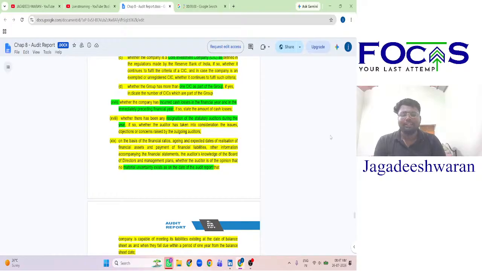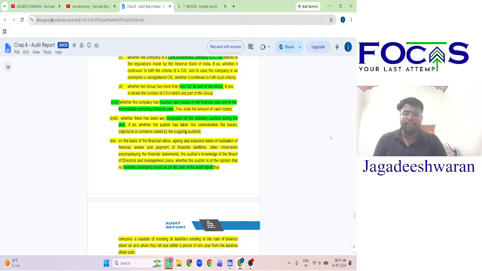17th clause என்னன்னா, whether the company has incurred cash losses in the financial year and in the immediately preceding financial year. If so, the amount of cash losses. So cash losses ஏதாச்சும் incur பண்ணிருக்கோமா in the financial year and in the immediately preceding financial year. So in the financial year மட்டும் கிடையாது, immediately preceding financial year லயும் cash losses ஏதாச்சும் இருக்கான்னு பார்க்கணும். And if so, we need to state the amount of cash losses. That is what 17th clause is all about.